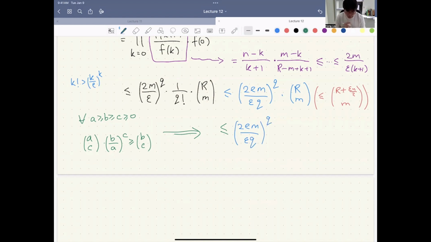Now use this inequality, we get r over, this is b over a, r plus epsilon over 2 to the power m times the factor that we want. So now all we need to do is to prove this guy is less than 1. Okay, then we are done. That's basically pure computation. The rest I will skip it.